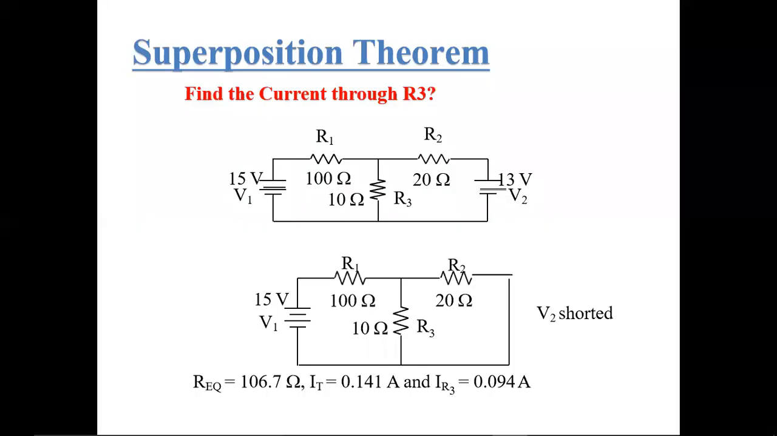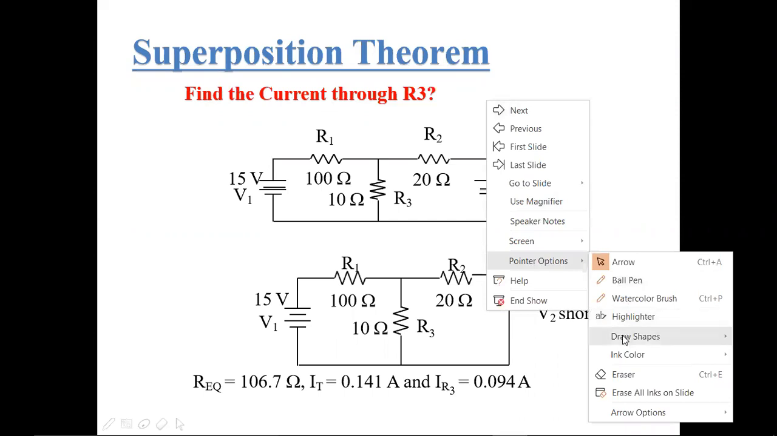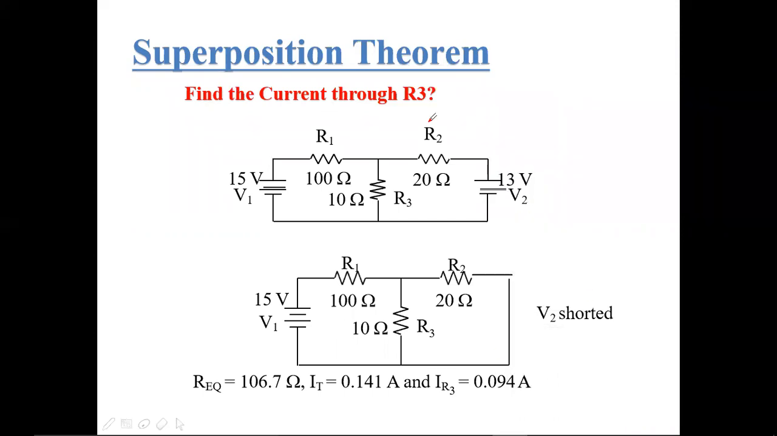Now let us solve one more problem. Find the current through the R3 resistor. Let me add my marker. Here this is R3, and here I am using two active sources, both voltage sources, V1 and V2.